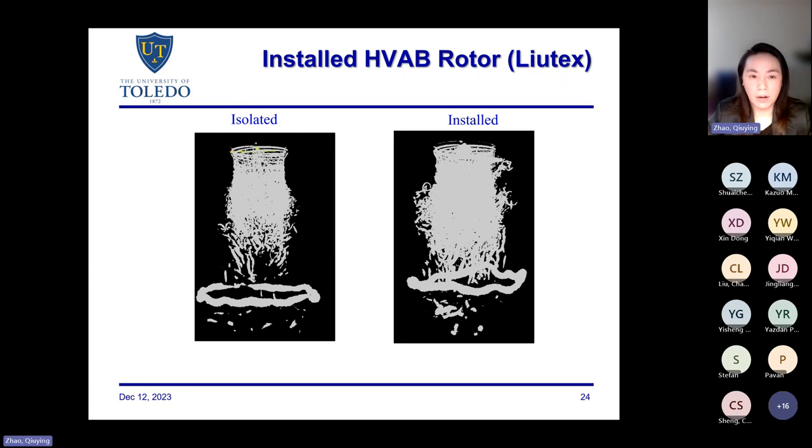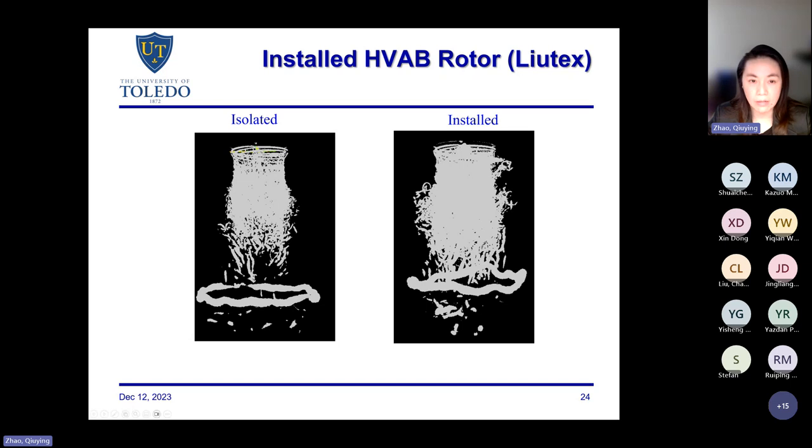Now, we compare the downwash vortex identification using the Liutex method. Again, the Liutex value is 0.1. Okay, I will be done shortly. So we see, again, a similar trend compared with the previous one.